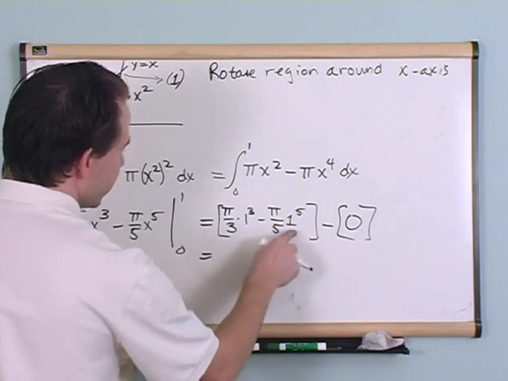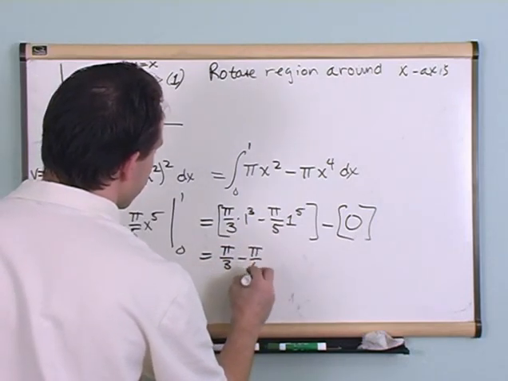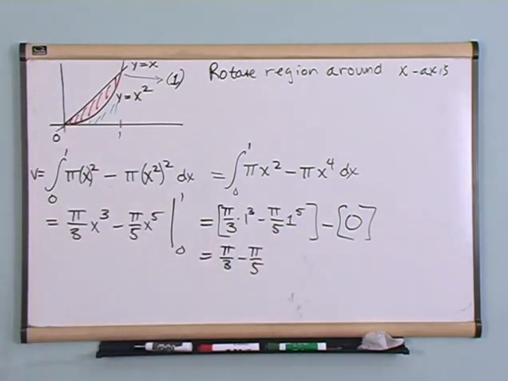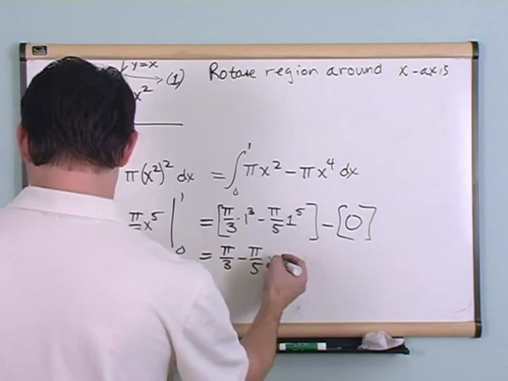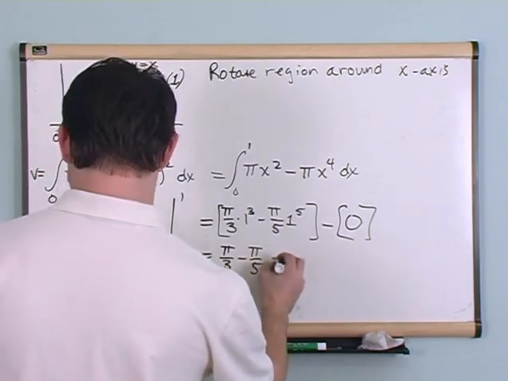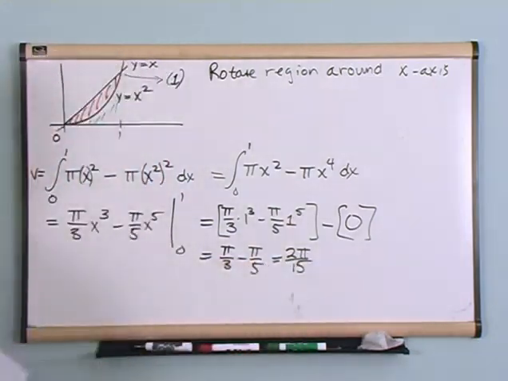And since this is 1 and this is 1, you just have pi over 3 minus pi over 5. And you can simplify that fraction and you'll get, in the end, 2 pi over 15 if you do that subtraction. But you could simply leave it like this and that works just fine.